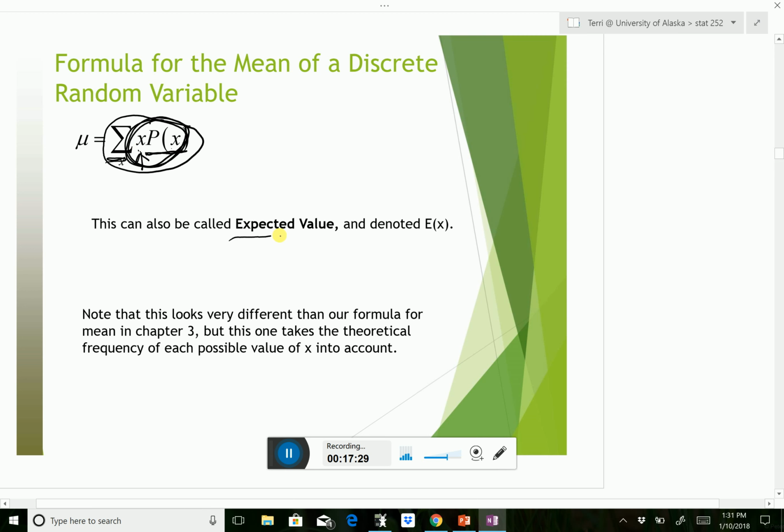Now this is also called expected value, and it can be denoted by E of x like this. Just another way of writing it, but it's exactly the same thing. No difference. And this formula looks different, but it really does take that theoretical frequency of each possible value of x into account. And that is the really big difference, and it's kind of what we just saw in that last example.